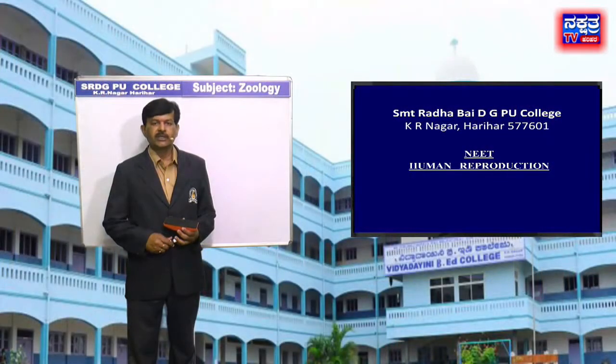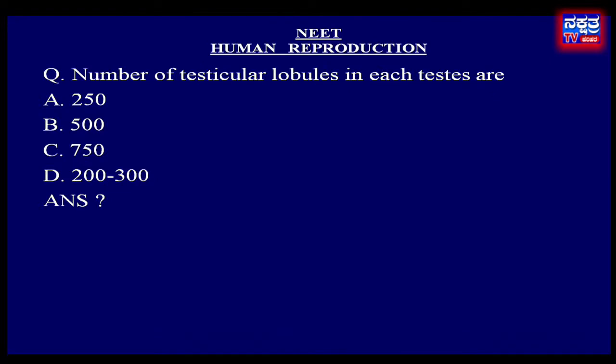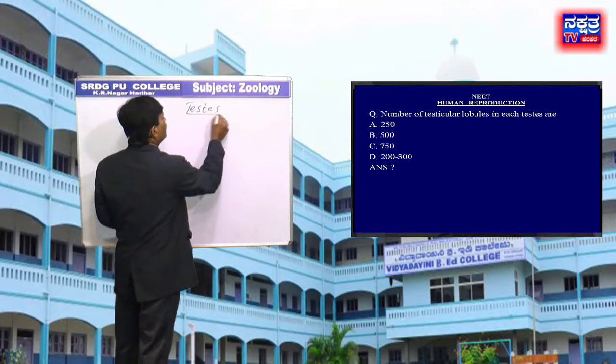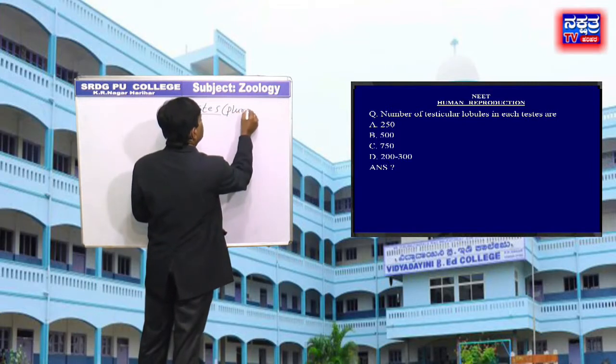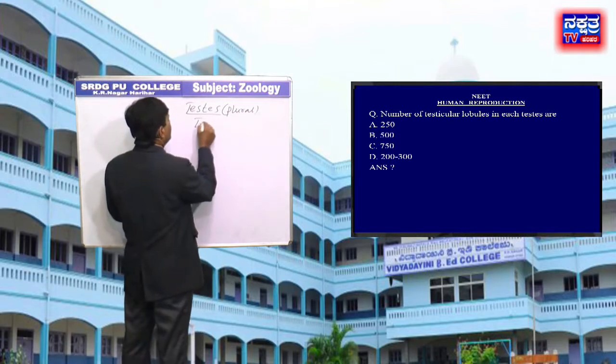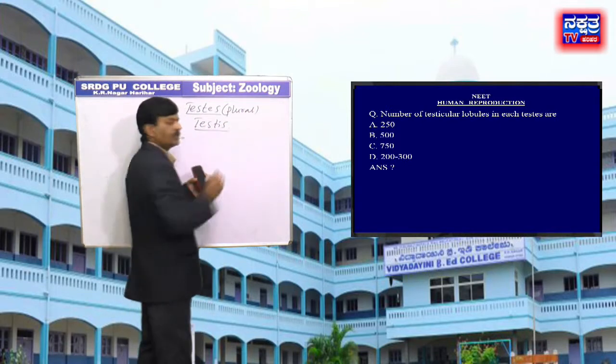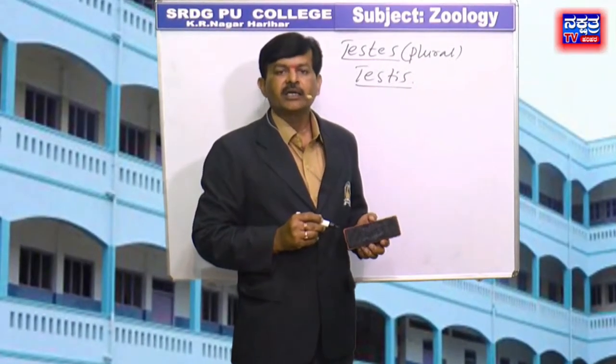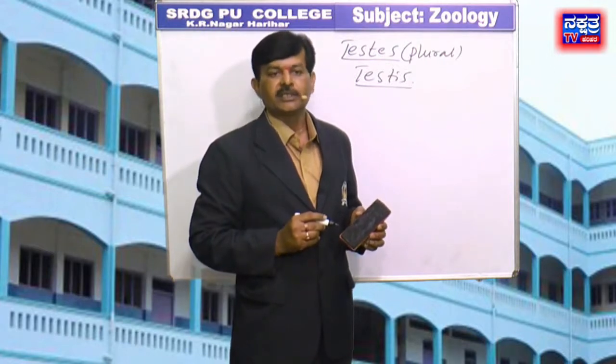Today I am going to take a new chapter, Human Reproduction. The first question on this chapter is, number of testicular lobules in each testis are option A 250, B 500, C 750, D 200 to 300. Testis. It is a plural word, but singular word is testis. Okay, the testes are the most essential organs of the male reproductive system.